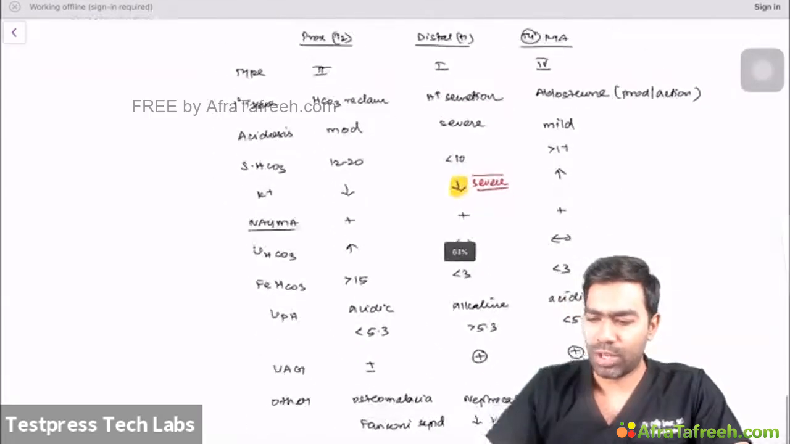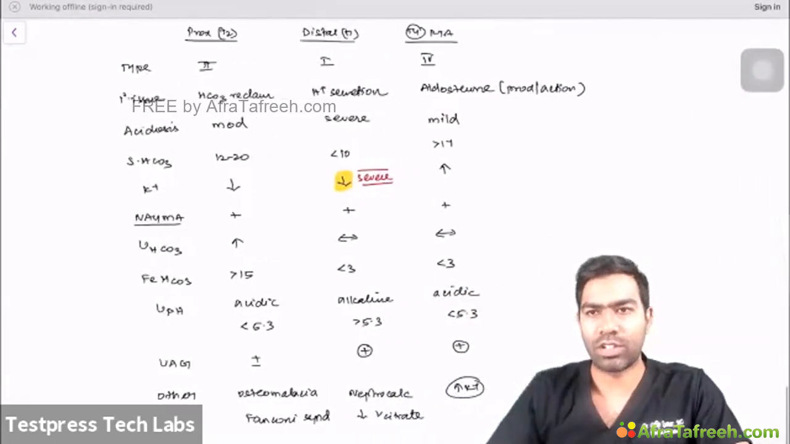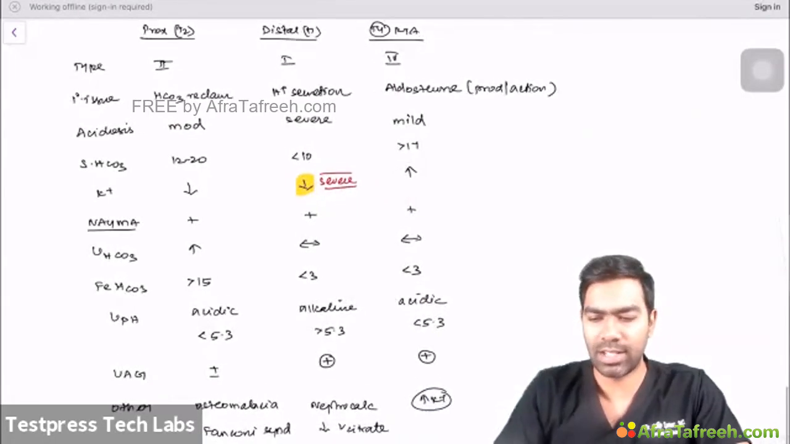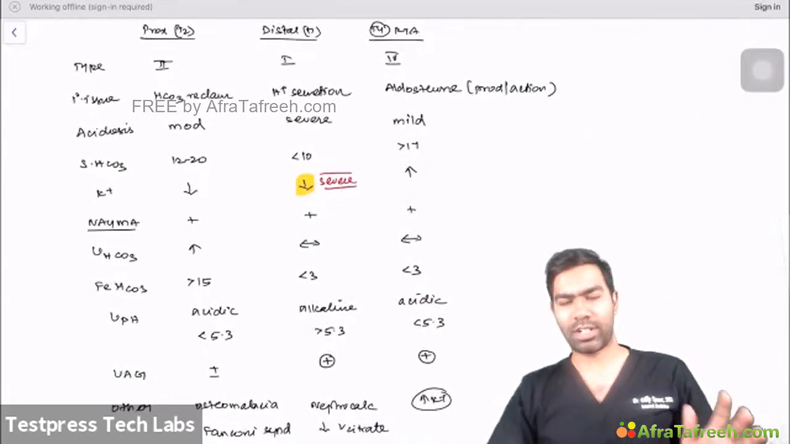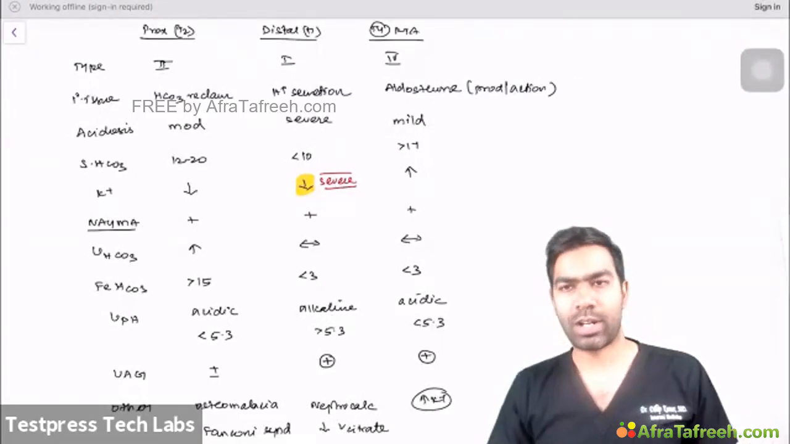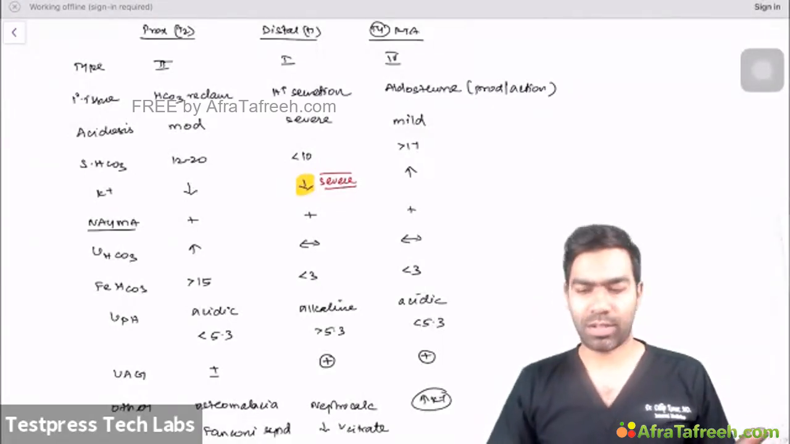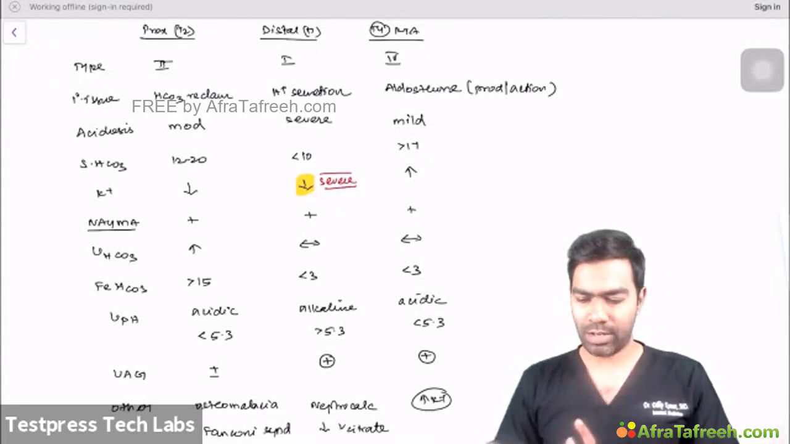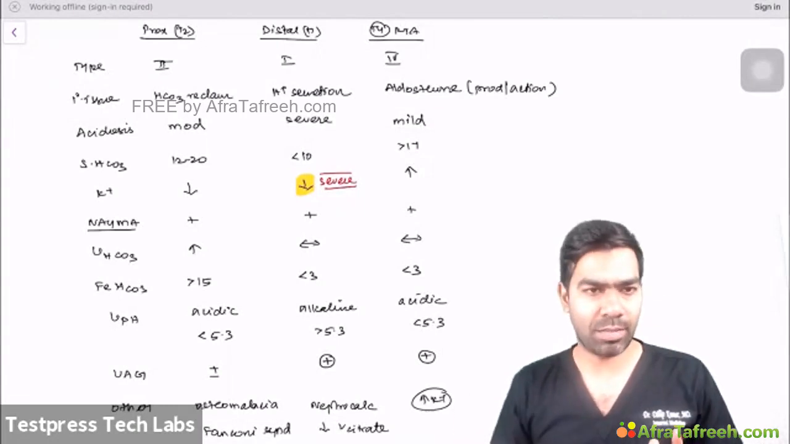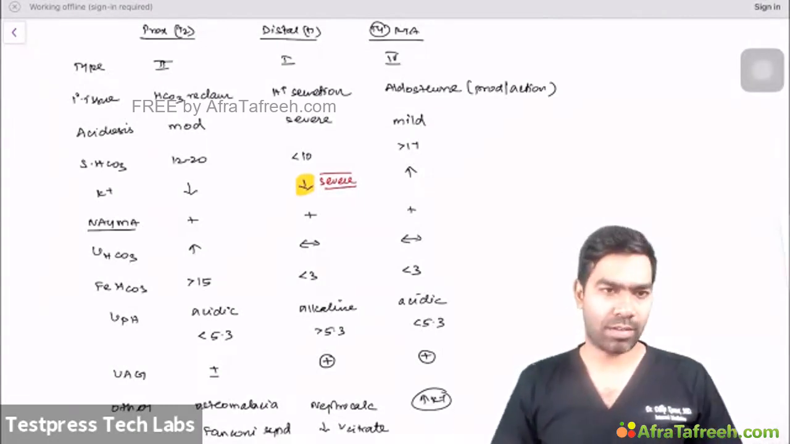So if you want to really differentiate between the different causes of renal tubular acidosis, this is how you're going to differentiate. That's all. Most important, if you consolidate this table finally, and if you're able to understand each and every point in this table, then it's more than enough.